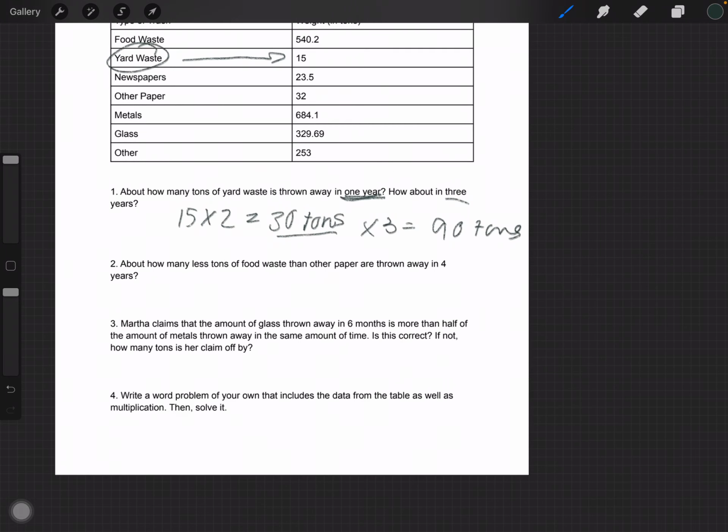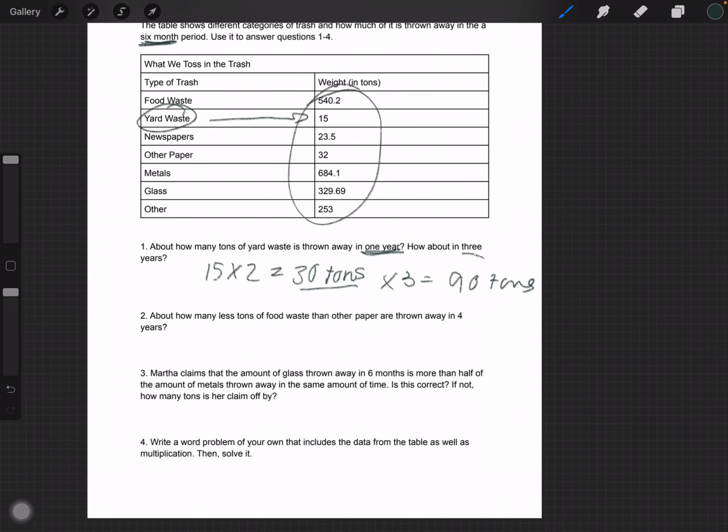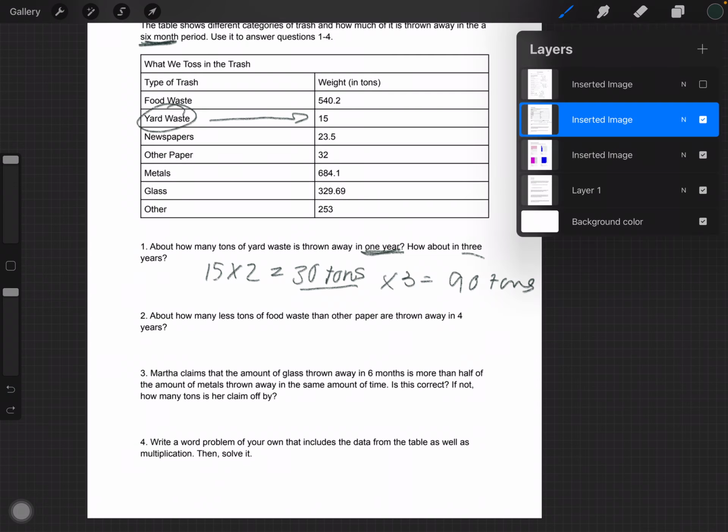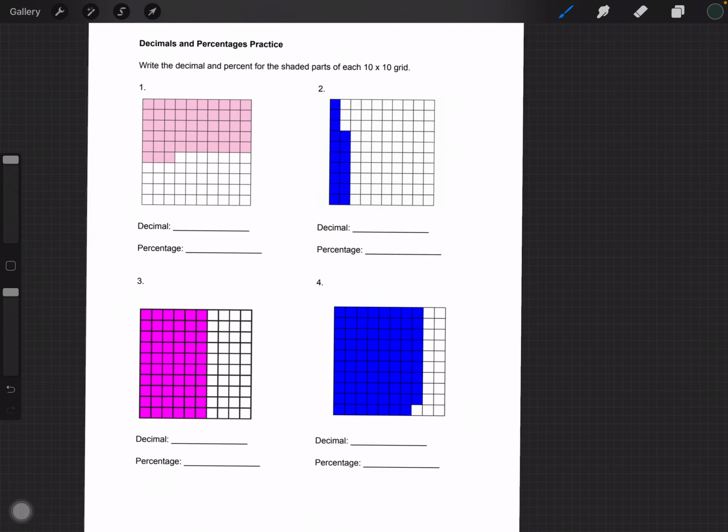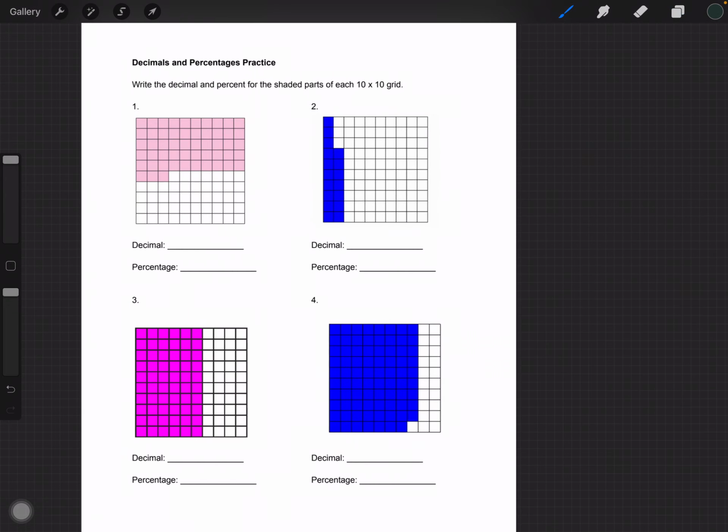So 2 and 3 are the same concepts, and 4 asks you to write a word problem that includes using this data, but you need multiplication as well. It can be something like number 1, because we use multiplication twice. So the third page is a little bit of review, or should be.